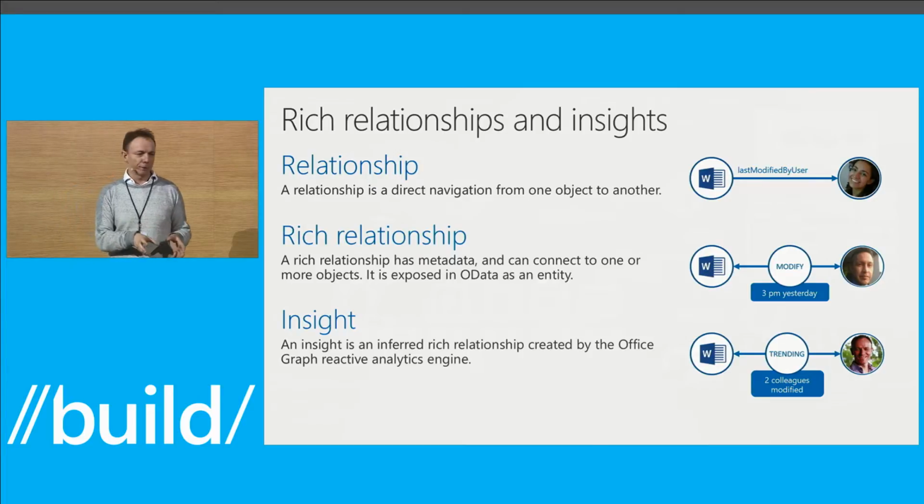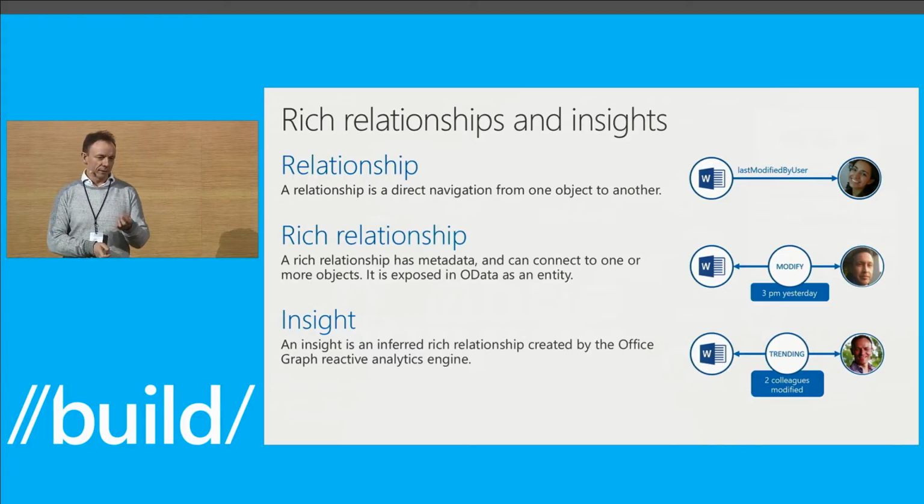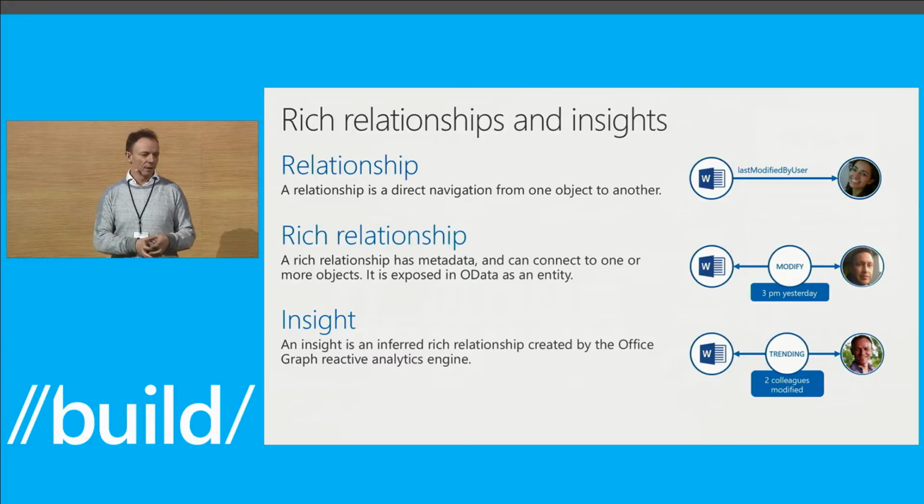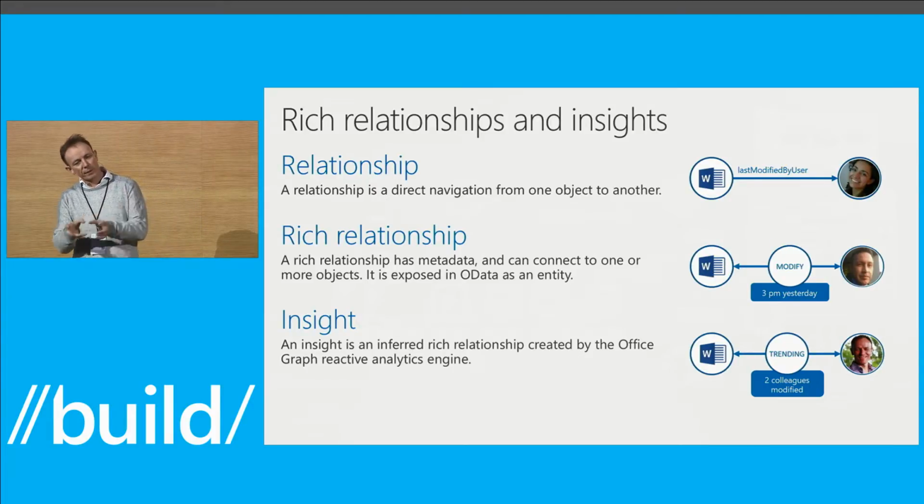But Jon also has modified this file. So we will have a rich relationship inside the Office Graph saying that Jon modified this file also yesterday at 3 p.m. So the Delve MRU view is powered from all of these modified rich relationships. So a rich relationship is exposed in OData as an entity, whereas a relationship itself is a direct navigation property.